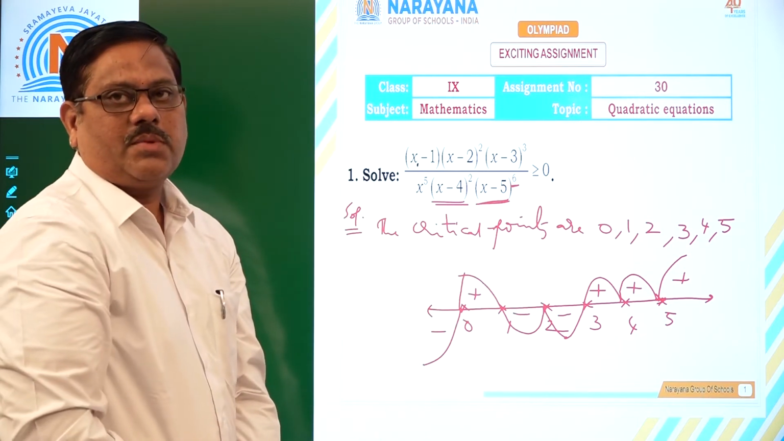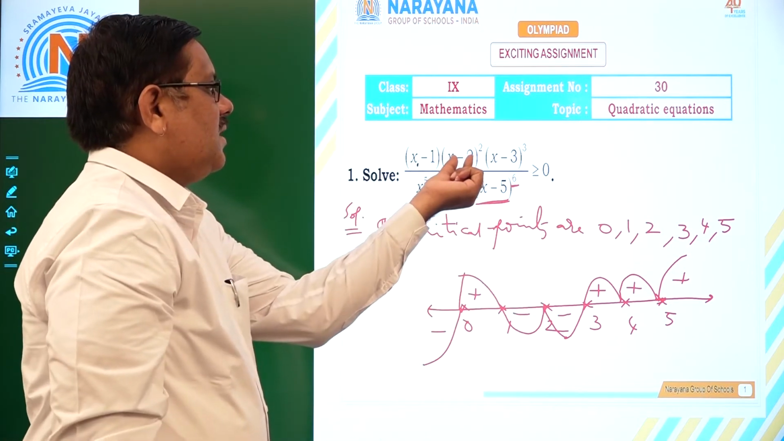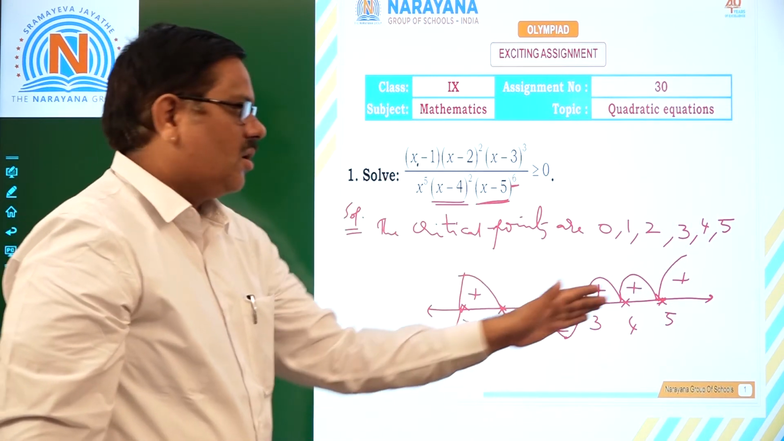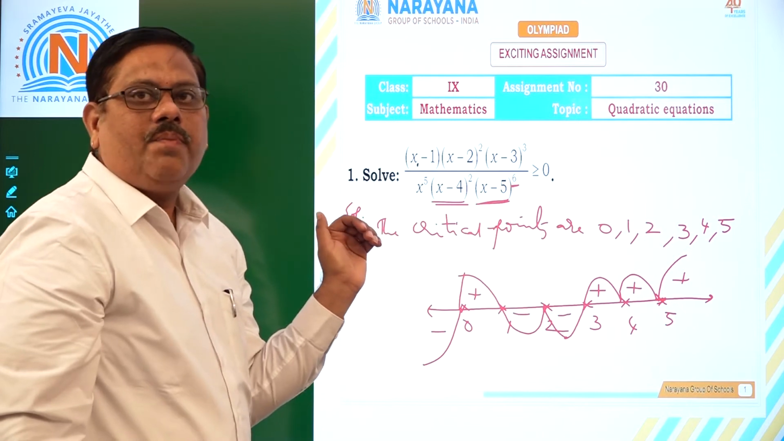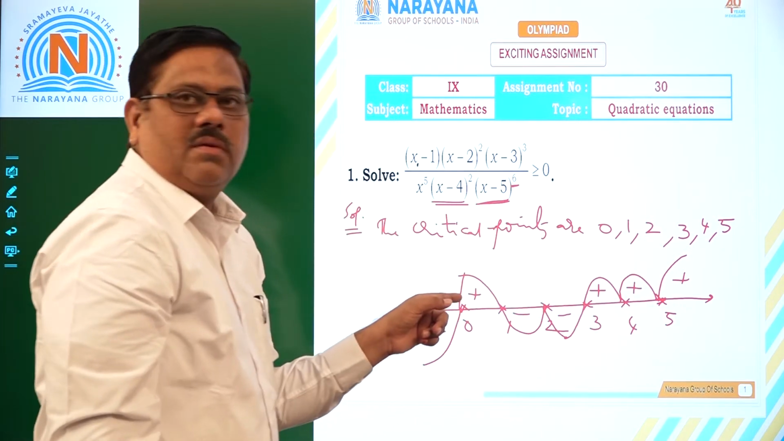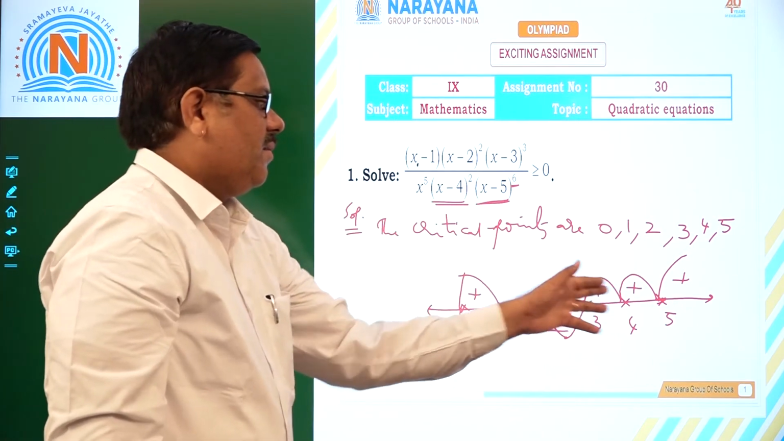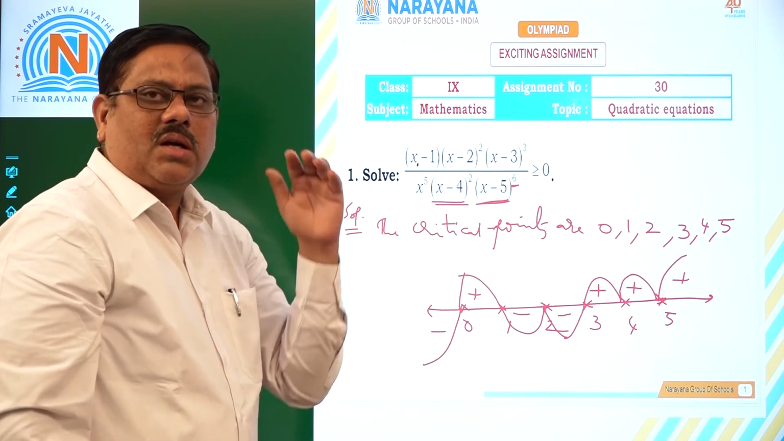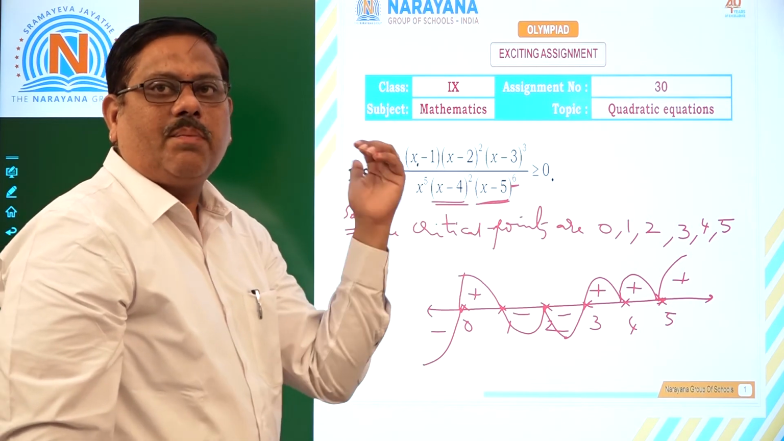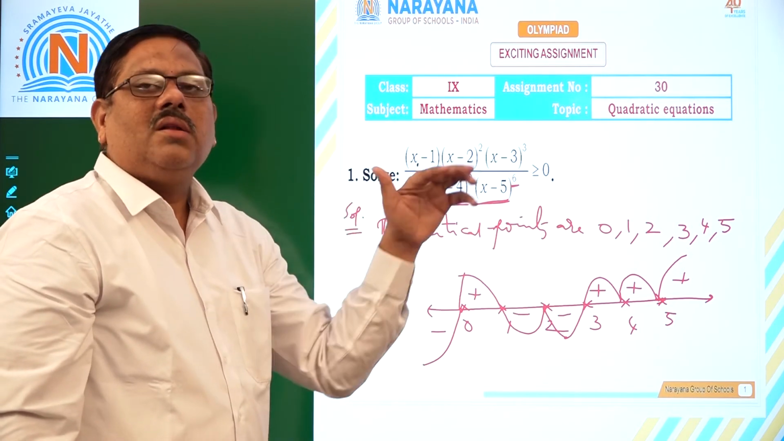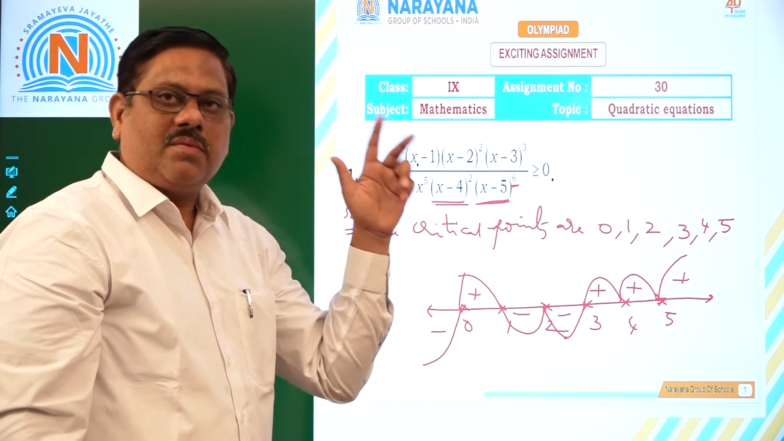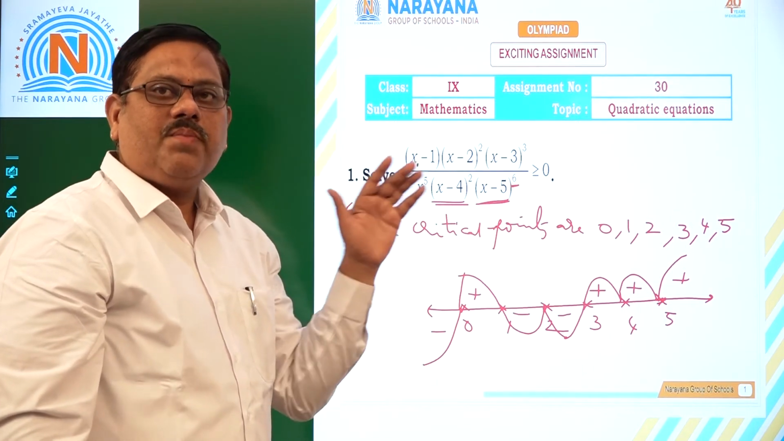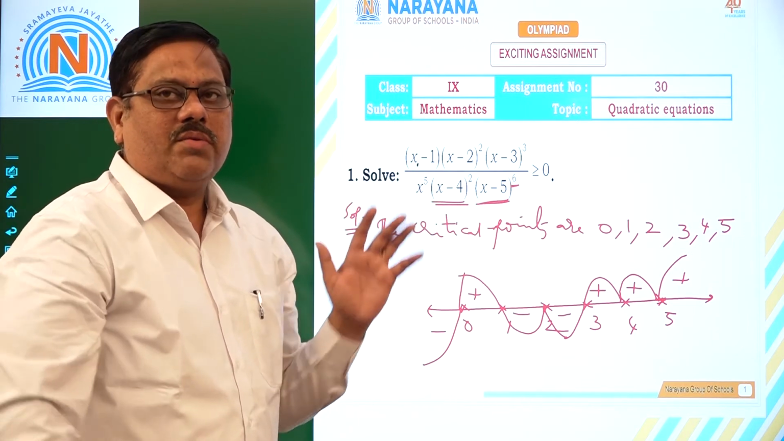This is a very, very important observation here. Based on the power of the linear factor, the curve nature also changes. It is not always plus and minus alternatively. We observe even this kind of nature for the curve. Whenever you have the power of the linear factor even, the curve remains with the same sign. If the power of the linear factor is odd, the curve changes its sign. If it is plus, it changes to minus. If it is minus, it changes to plus. This is the very important observation we have to make.